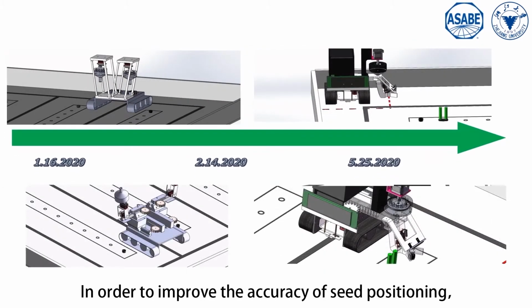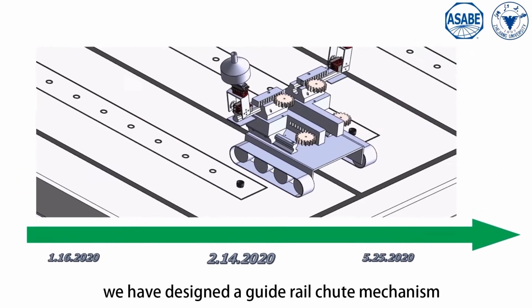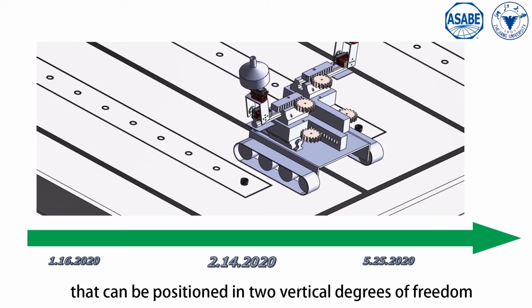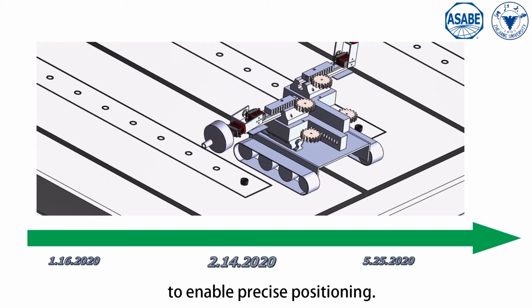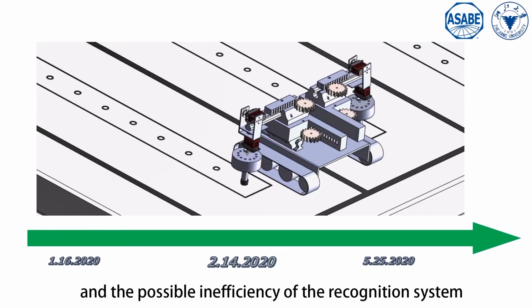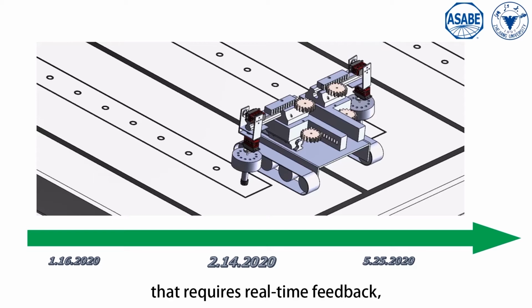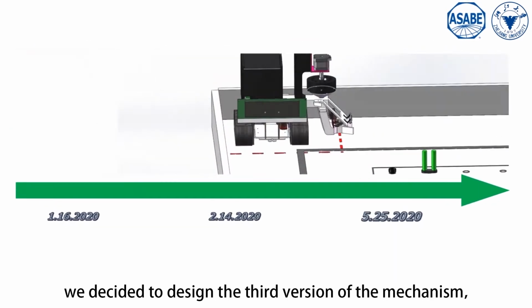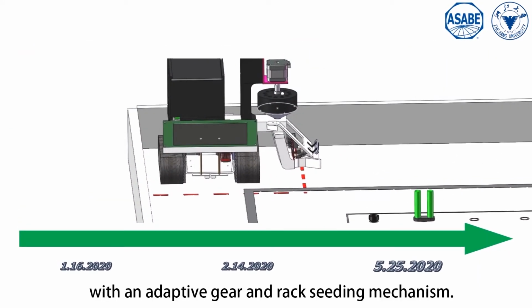In order to improve the accuracy of seat positioning, we have designed a guide rail chute mechanism that can be positioned in 2 vertical degrees of freedom to enable precise positioning. Taking into account the excessive pressure on the ground and the possible inefficiency of the recognition system that requires real-time feedback, we decided to design the third version of the mechanism, which is also our final one, with an adaptive gear and rack seating mechanism.